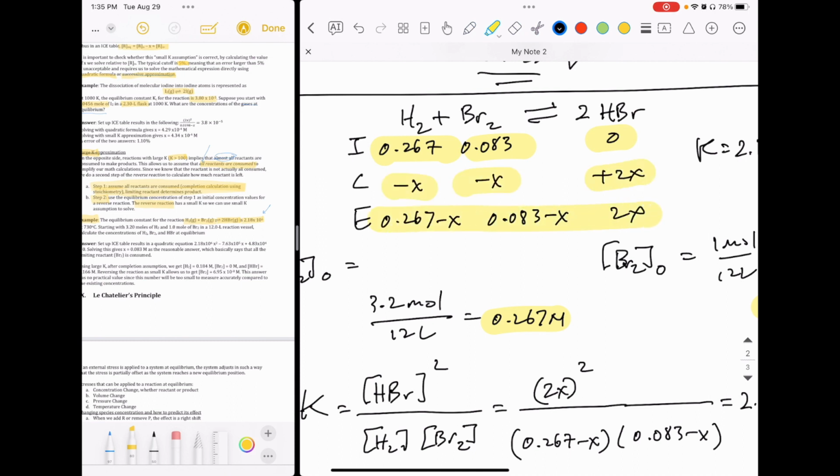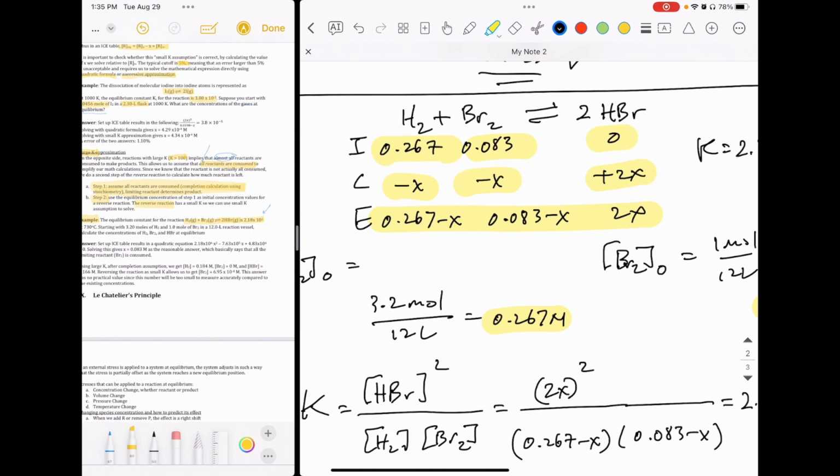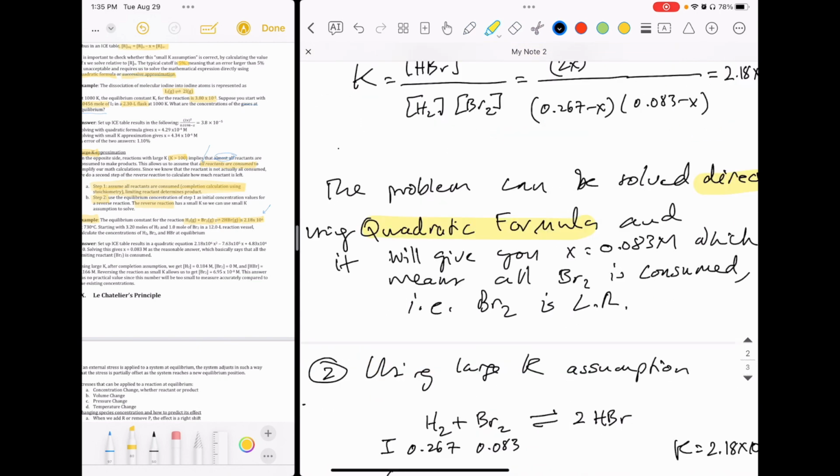So this is my equilibrium concentration expression. So now, if I don't know anything about large K approximation, I'm just going to go ahead and do this with the quadratic equation. So you just solve it directly. That would end up actually giving you x equals 0.083.